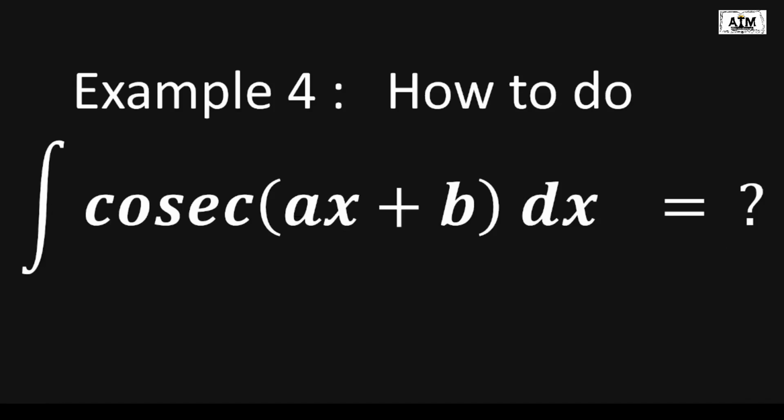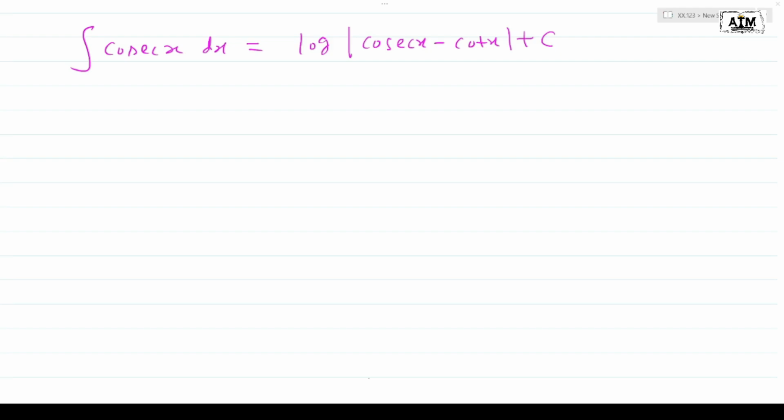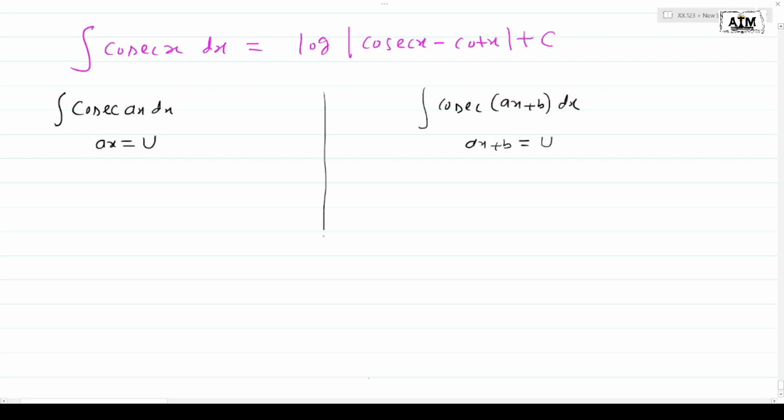Example 4. How to do the integration of cosec of ax plus b with respect to x. The basic formula for the integration of cosec x with respect to x equals log of modulus cosec x minus cot x plus c. So there are two situations. One is the integration of cosec ax with respect to x. Another one, the integration of cosec of ax plus b with respect to x. In both cases, the procedure remains the same. Here ax equals u and here ax plus b equals u. Both are the same, only here the b is extra.